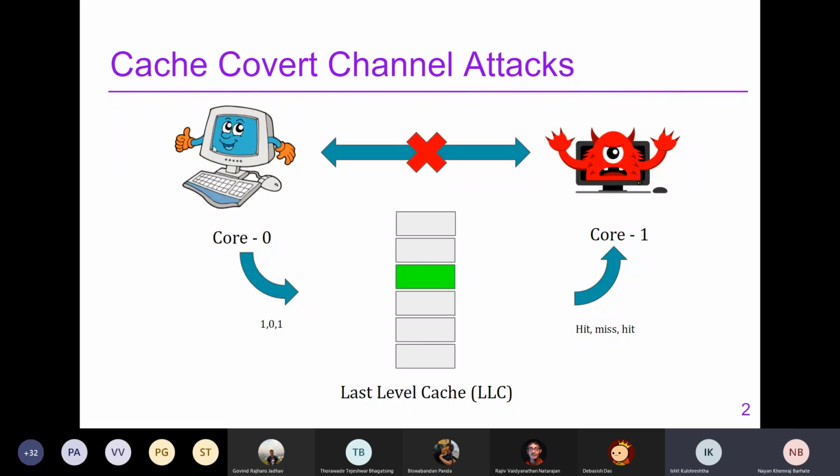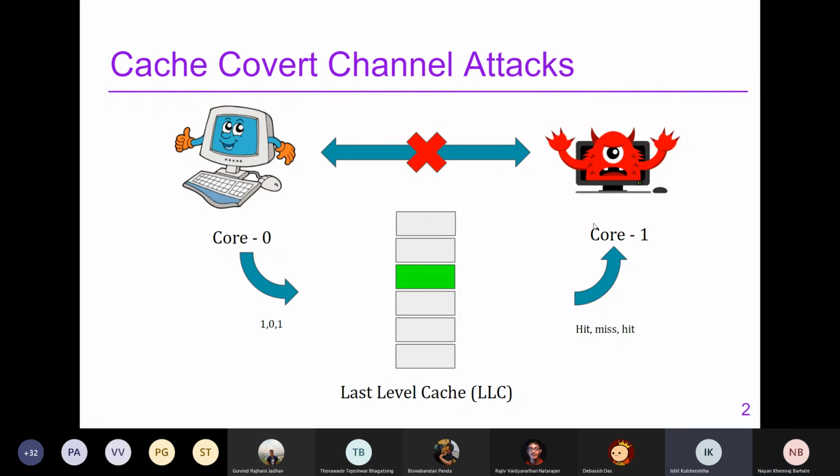We have two processes, one running on Core 0 and one on Core 1. They can't communicate directly, so they use some hardware to communicate. Core 0 will encode the data, that's ones and zeros, into some form of hits and misses. And then Core 1 will decode those hits and misses into the data.